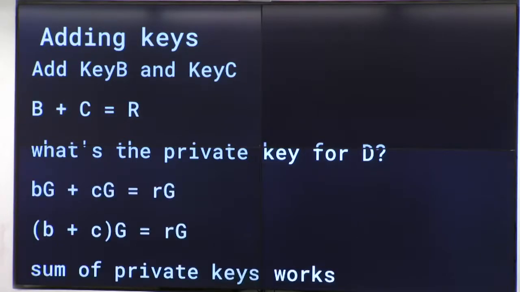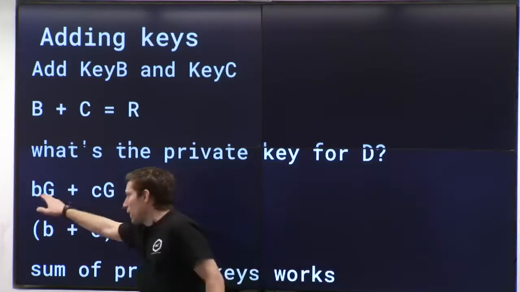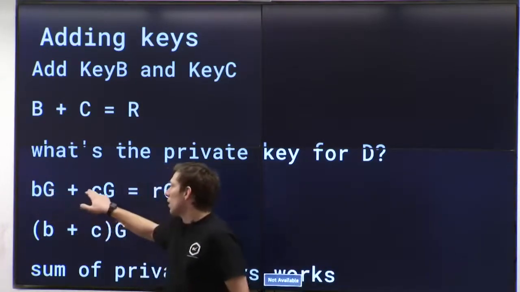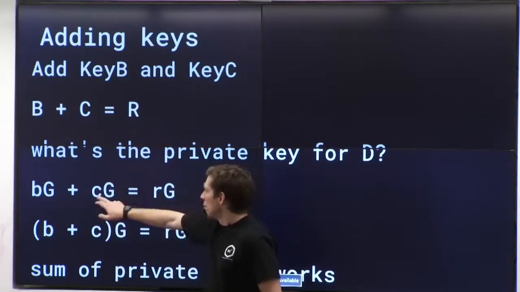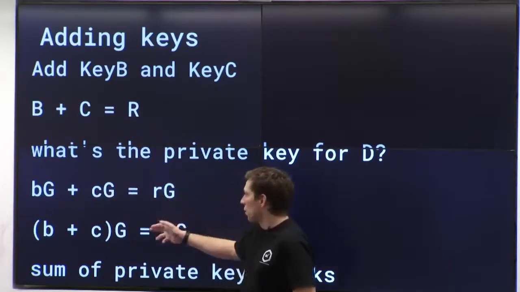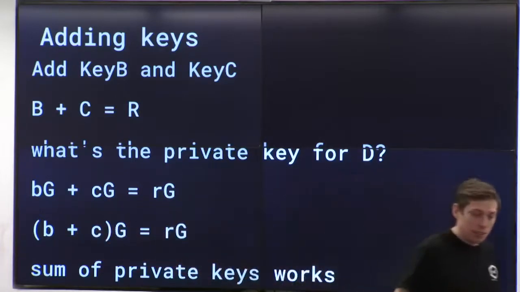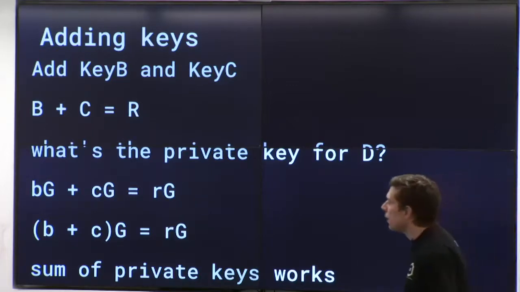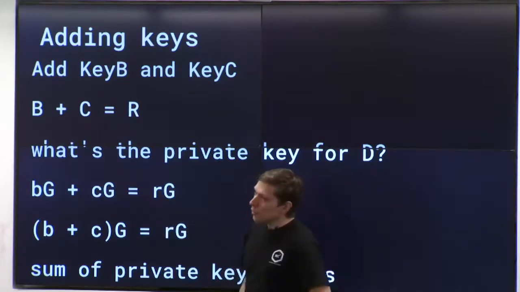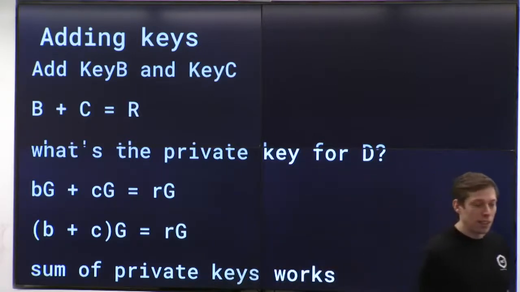Yeah, it's the sum of the private keys, right? So public key B is just private key B times the generator point, G, and then this is C times G equals R times G. And then you can just move the parentheses around. So B plus C, the private keys added together times the generator point, is still the same. So this is a really nice property. Actually, it's sort of the main property that we use for all signatures and all this stuff.